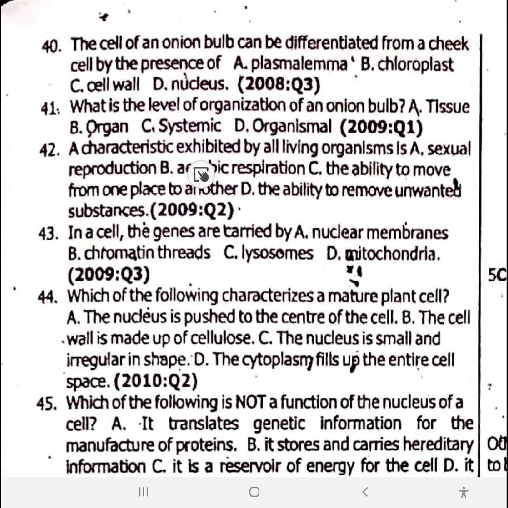42. A characteristic exhibited by all living organisms is, 42 is option D, the ability to remove unwanted substances. 43. In a cell, the genes are carried by the chromatin thread. 43 is option B. No need to burn much time. 44. Which of the following characterizes a mature plant cell? In a mature plant cell, the cytoplasm fills up the entire cell.